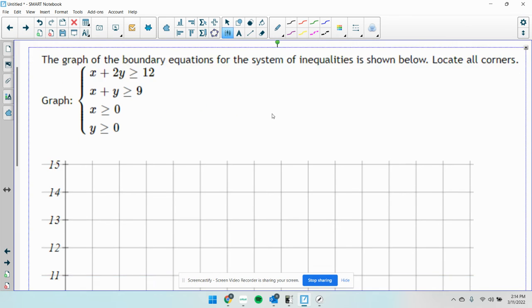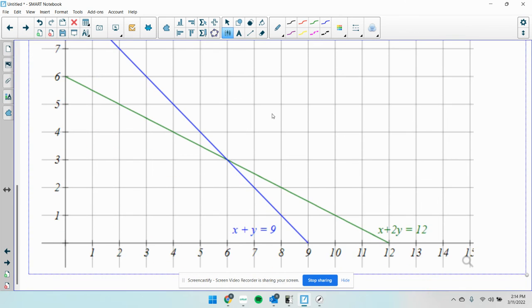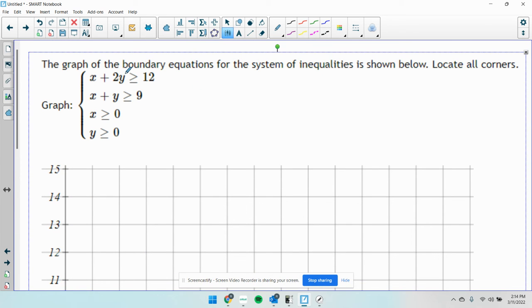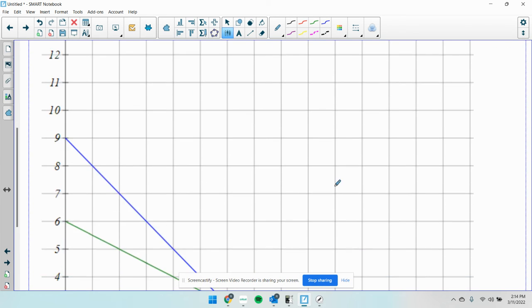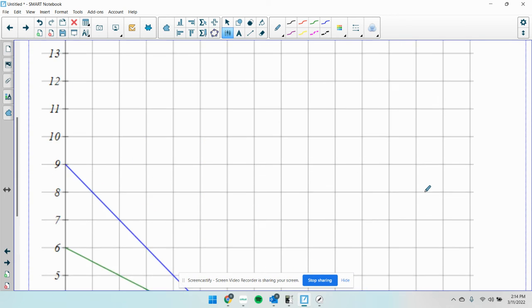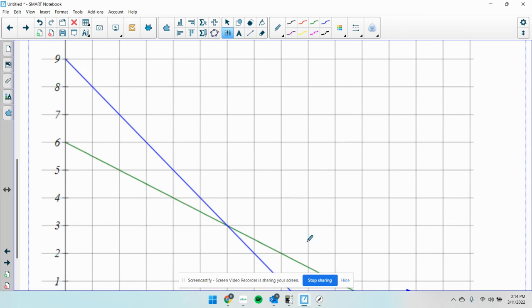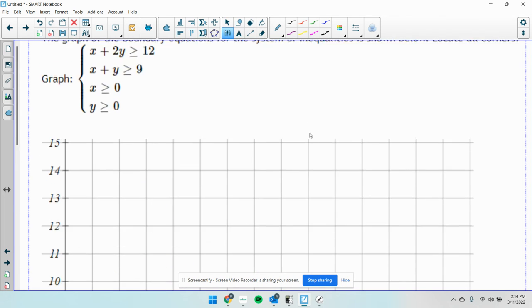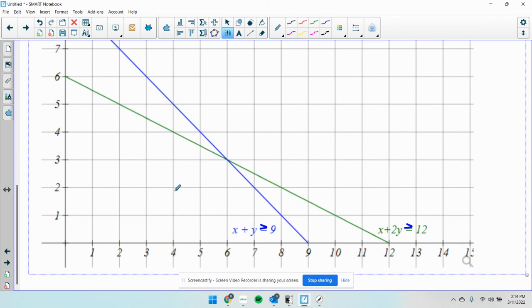This one, it doesn't want all the corners on the graph. It wants just the corners of the feasible region. So notice here, x plus 2y is greater than or equal to 12. That's the green one. And x plus y is greater than or equal to 9. If I test the origin here, I get 0 plus 0 is greater than or equal to 9. This doesn't work. So with the blue line, I'm shading up, away from the origin.